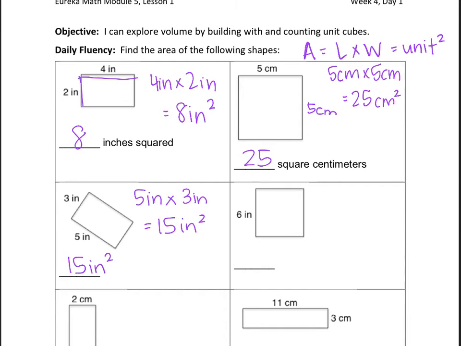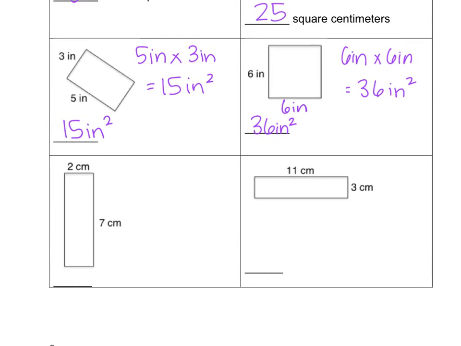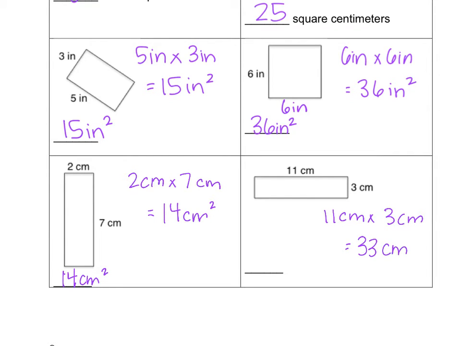Again, I see here we have a square with one side length of 6 inches. If that side is 6 inches, then every side is 6 inches. So I'm going to multiply 6 inches times 6 inches, and that gives me 36 square inches. If I scroll down, I have 2 centimeters times 7 centimeters. When I multiply that together to find the area, I get 14 square centimeters. And then finally, I have 11 centimeters times 3 centimeters, and that gives me 33 square centimeters.